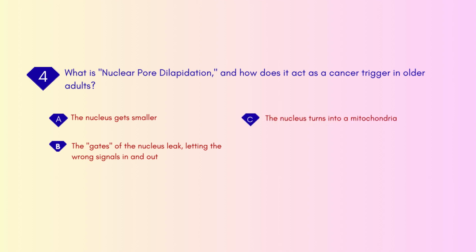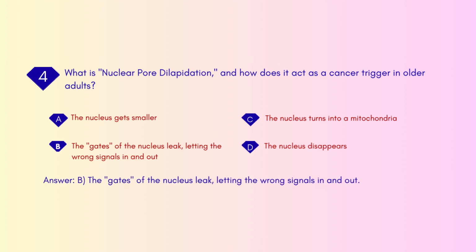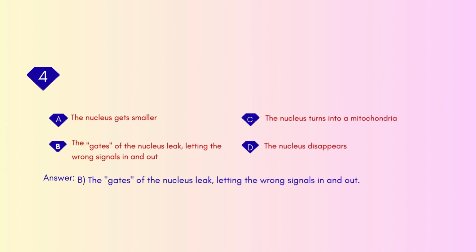C. The nucleus turns into a mitochondria. D. The nucleus disappears. Answer: B. The gates of the nucleus leak, letting the wrong signals in and out.